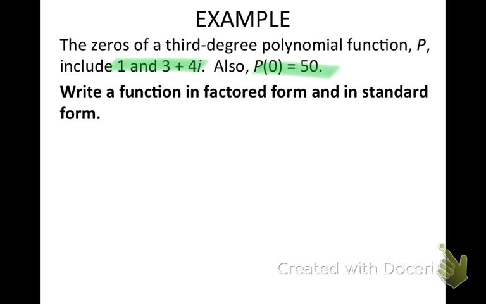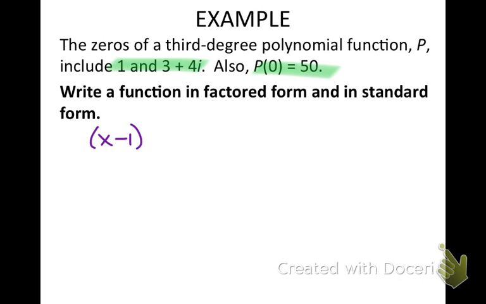How would we put the 3 plus 4i? Good question. Let's get the 1 covered first. What's the 1 going to look like as a factor? X minus 1. Good. Now, don't write this, just watch. It's going to work anyways.